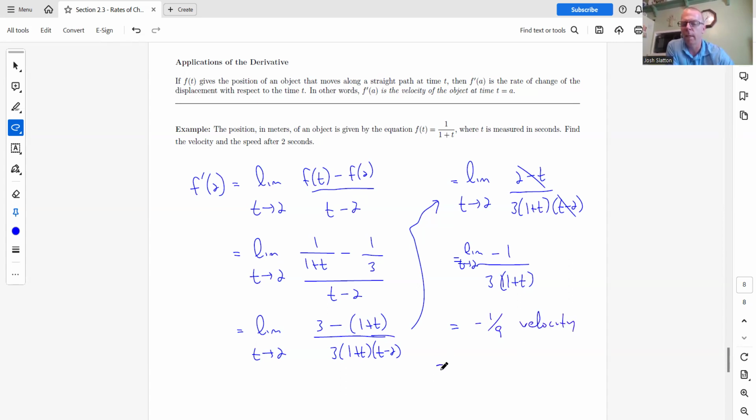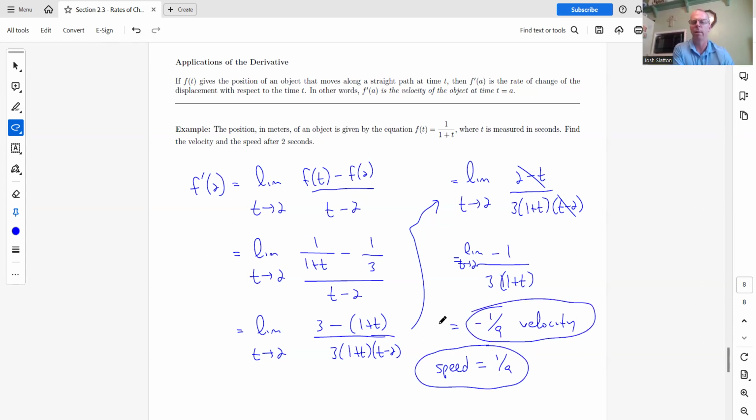And then the speed is just velocity without the direction. The negative tells us the direction. The speed is just going to be the absolute value of that, so +1/9. Velocity is -1/9 because the object is moving in the negative direction.